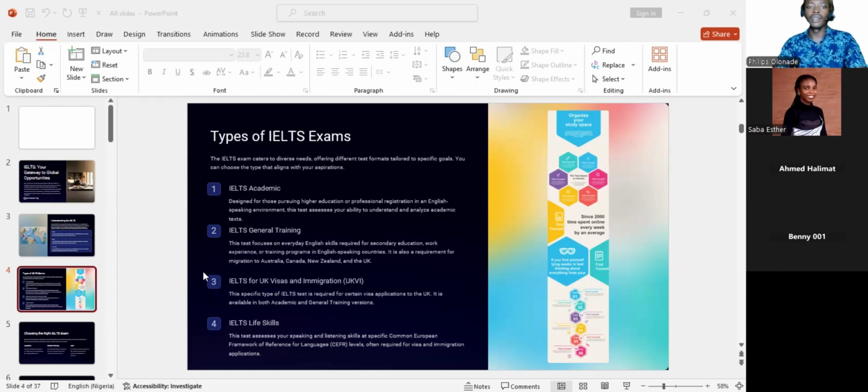So there are four major types of the IELTS exams. There is the IELTS Academic.